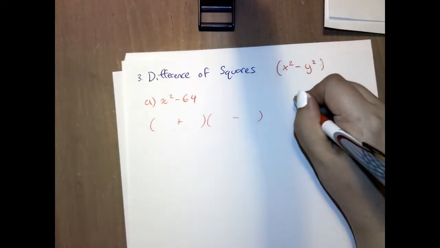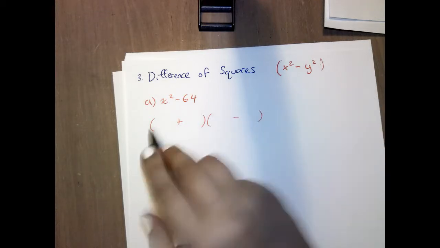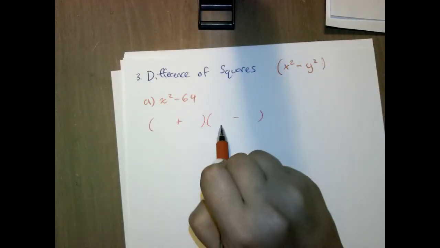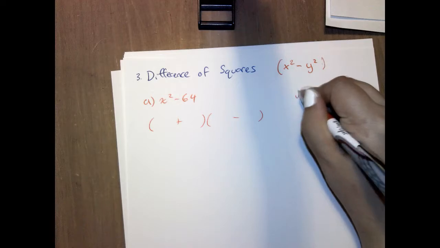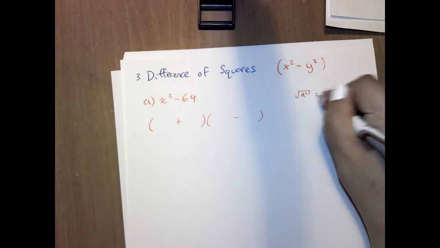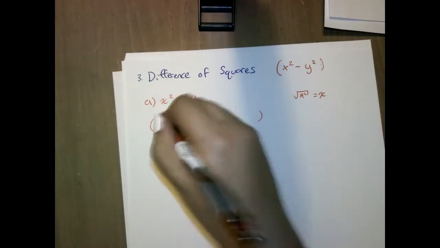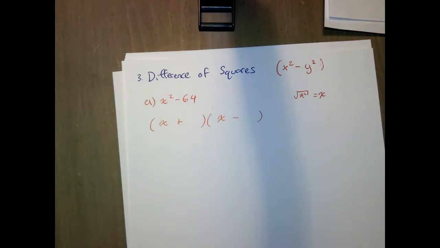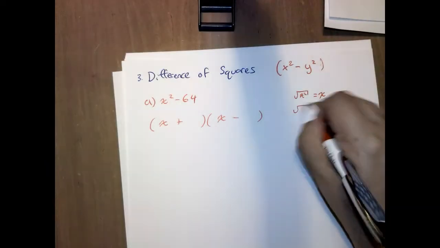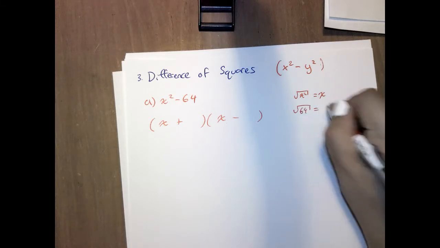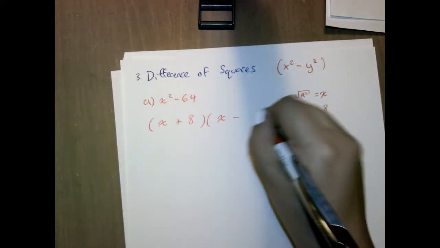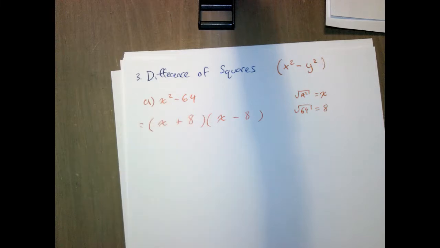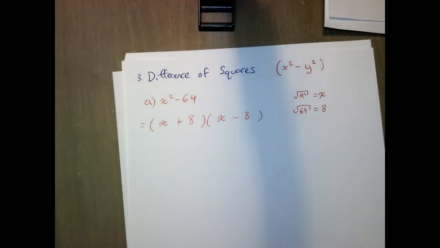So if I want to know what this term is, our first term, I'm going to take the square root of x squared, which is equal to x, and I can plug that into my format. Then I'm going to take the square root of 64, which is 8, and plug that into my format. So I'm left with x plus 8 times x minus 8, and this is my factored form.